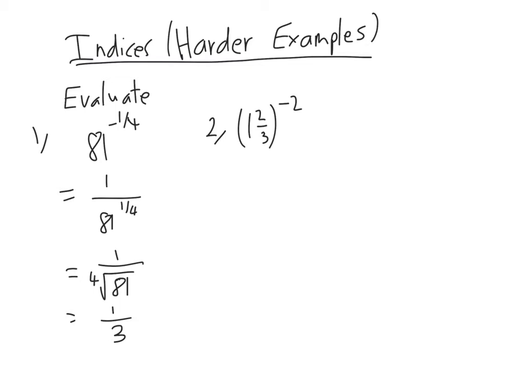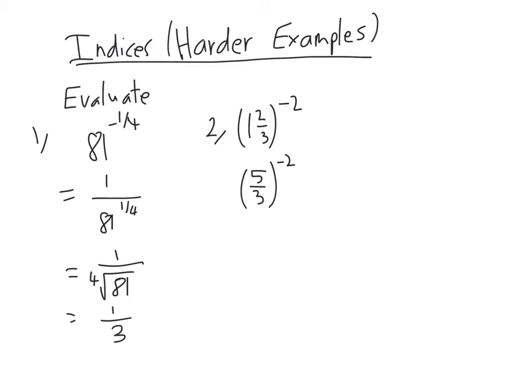Question 2. 1 2/3 to the power of negative 2. Mixed numbers are a nice way to leave our answer, but they're not nice for doing any calculation, so we change that to begin with into an improper fraction, which should be 5/3. 5/3 to the power of negative 2. Now the negative power means 1 over the number to the same power with the positive.